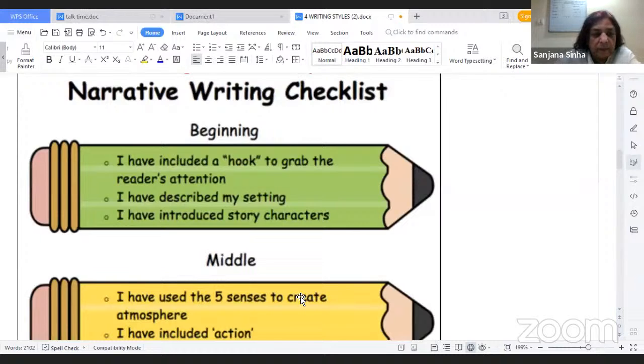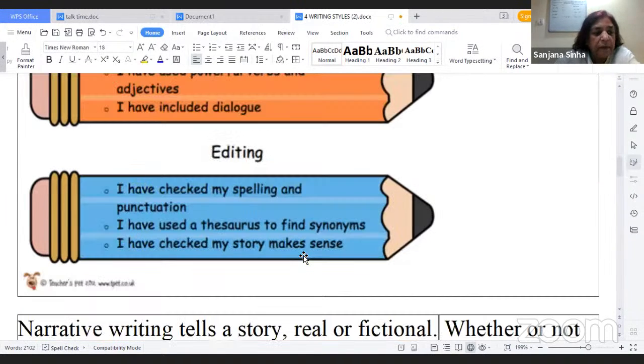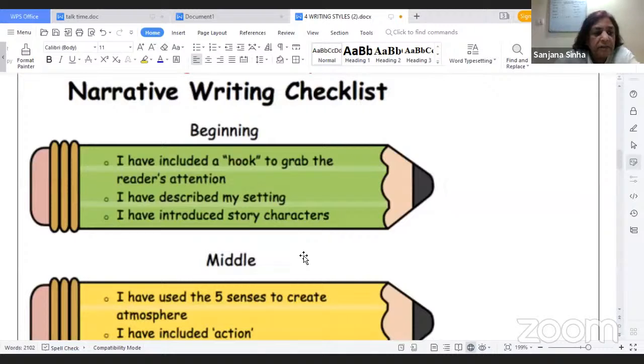What happens in the middle? You have to create 5 senses. What did they see? What did they hear? What did they do? What did they feel? What had happened? To use the 5 senses to create atmosphere. So one day it so happened that the rabbit saw a snake. Something was seen, something was heard, something was felt. So you include the 5 senses to create atmosphere.